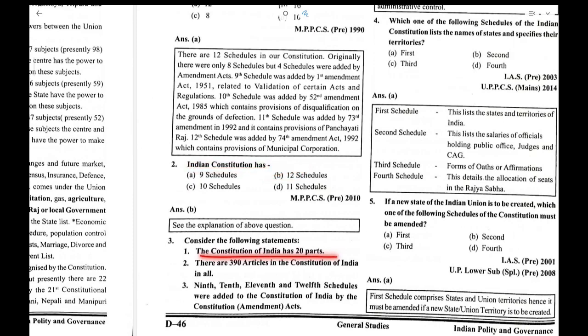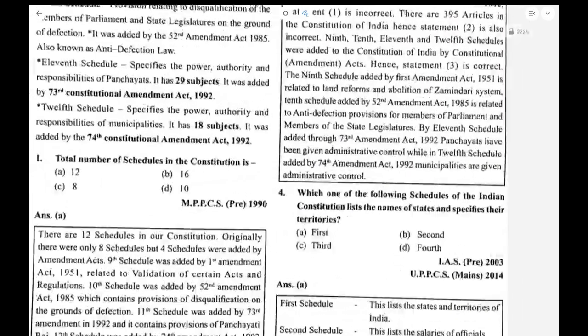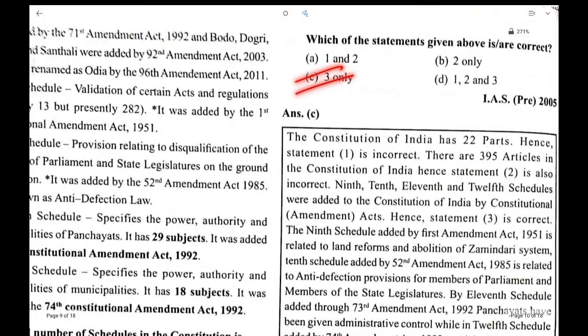The Indian Constitution has 22 parts. There are 395 articles. The 9th, 10th, 11th and 12th were added by the Constitutional Amendment Act. This is right. This is wrong. Constitution has 25 parts and there are 390 articles. No, there are over 400 articles. So only 3 is correct.